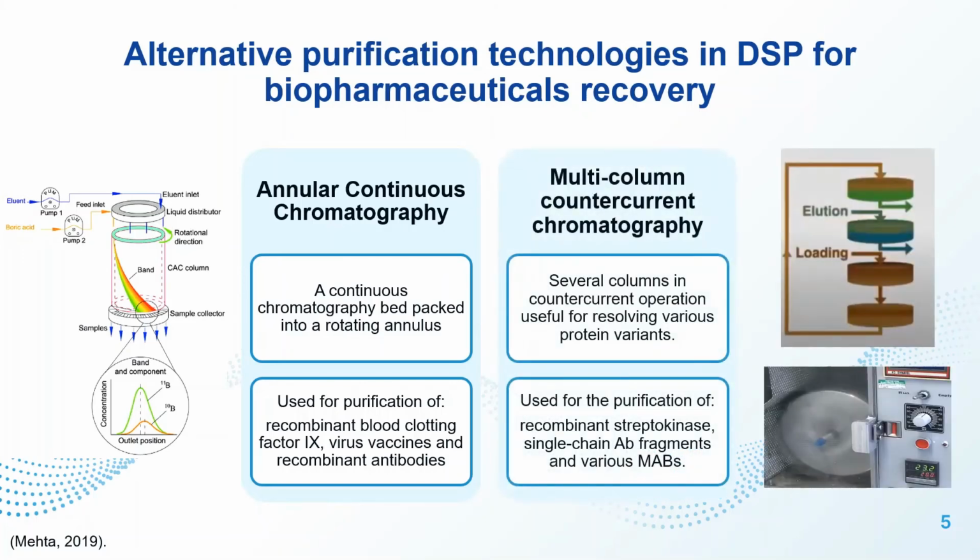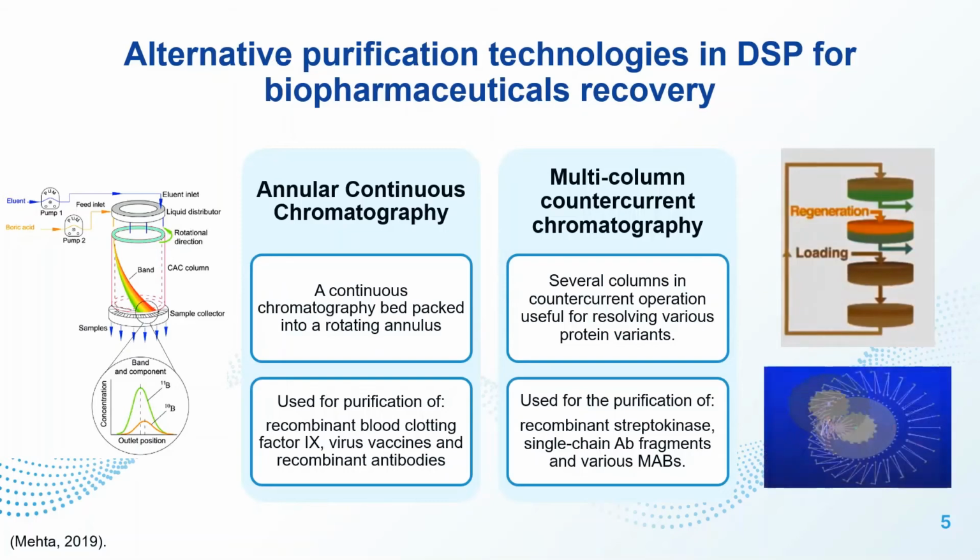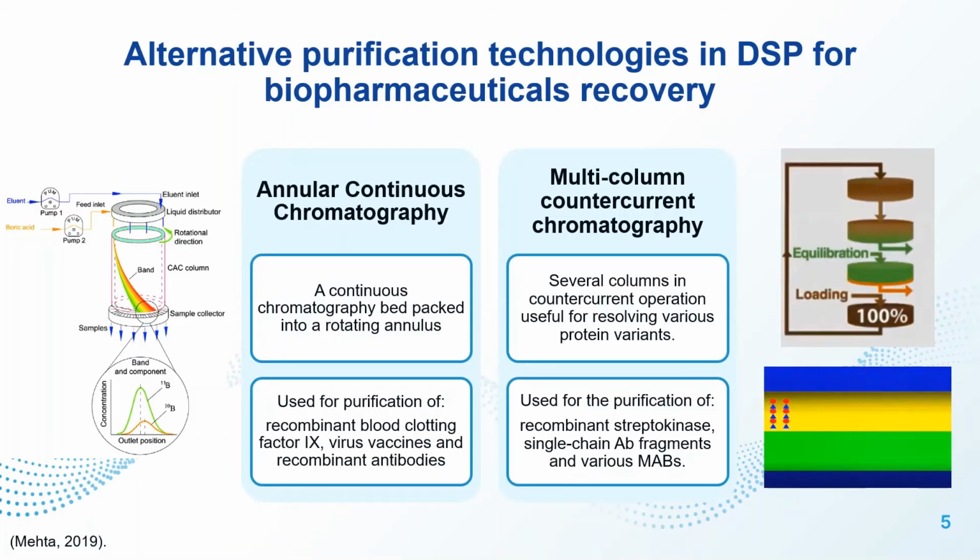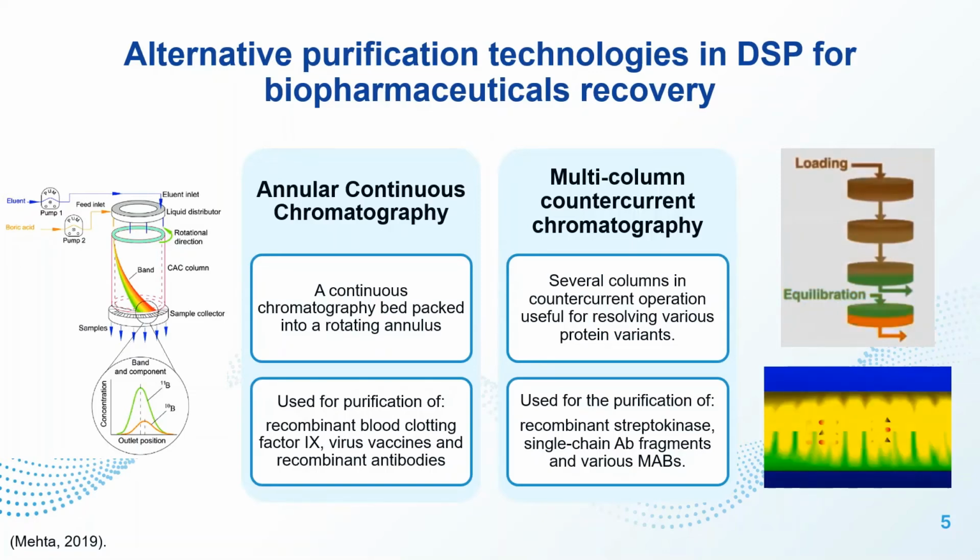Finally, there is multi-column countercurrent chromatography, where at least 3 columns are required. The first one is loaded to saturation. The breakthrough is loaded onto the next columns, and the saturated column is washed and eluted as in a batch operation. This one is useful for resolving various protein variants with high yield and purity of the target product. This is the case of commercially available recombinant streptokinase, single-chain antibody fragments, and various monoclonal antibodies.